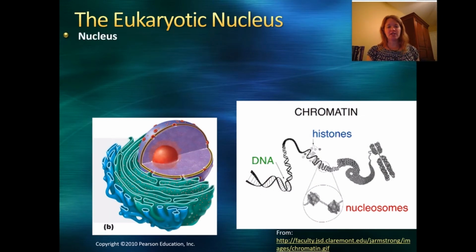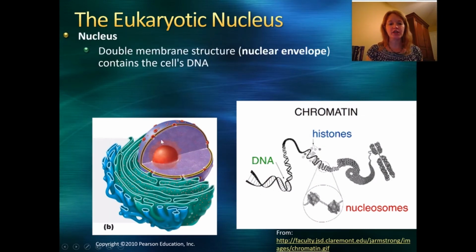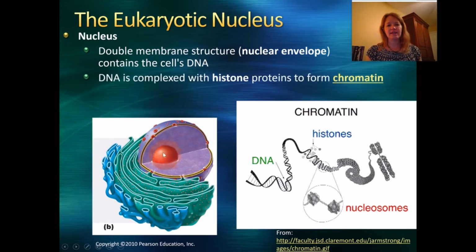In eukaryotes, we see quite a different structure. Here we have the membrane-bound nucleus. We have the nucleolus where the DNA is condensed, and so that contains the DNA. The DNA is generally complexed with histone proteins. So here we have the double-stranded DNA, and then it's wrapped around histone proteins.